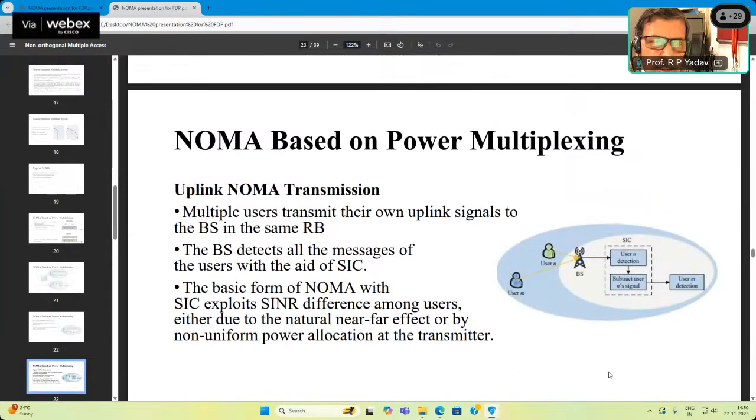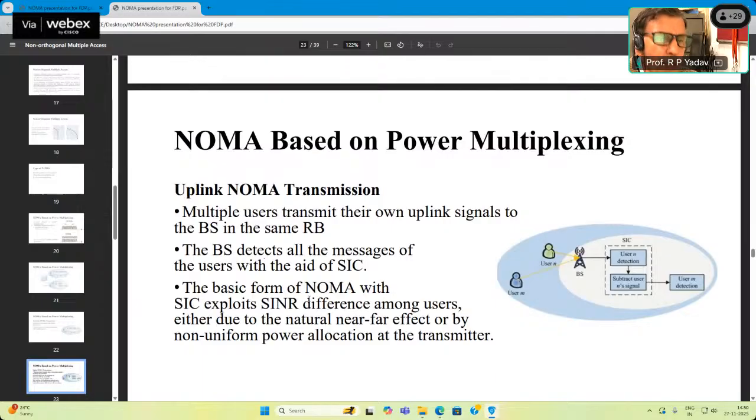Now this is what we have discussed for power multiplexing for uplink also. In case of uplink also, it can be done. So multiple users transmit their own uplink signal to the base station in the same resource block. The base station detects all the messages of the users with the aid of SIC. Obviously, the base station always has these successive interference cancellers.